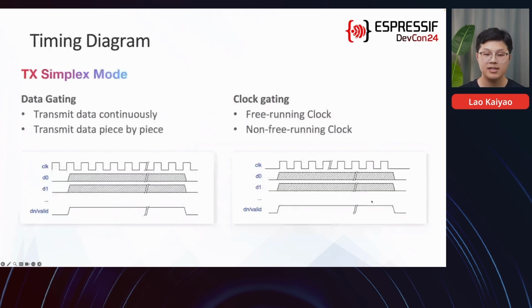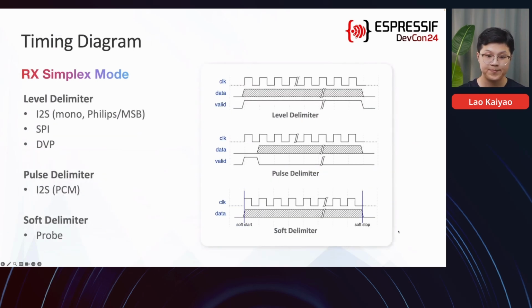Let's go more explicitly. For the TX simplex mode, we can enable the data gating and the clock gating to generate different waves. The data gating can decide to send the data continuously or piece by piece. And if we enable the clock gating, the clock line will output the non-free running clock, which means it only outputs the clock when the valid signal is active.